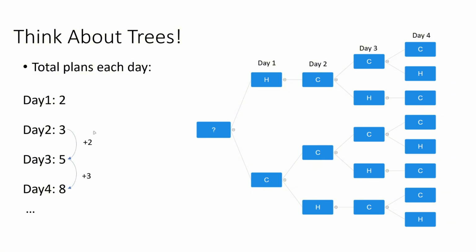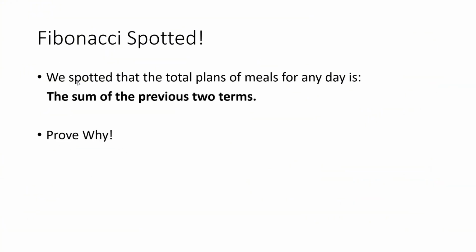If you look carefully, this is just a Fibonacci sequence, because each total is the sum of the totals of the 2 days before. For example, 5 is equal to 2 plus 3, and 8 is 3 plus 5. If you carried on this tree forever, we'd find that this pattern continues. So now we just need to prove why the total quantity of meals for any day is the sum of the previous 2 terms.